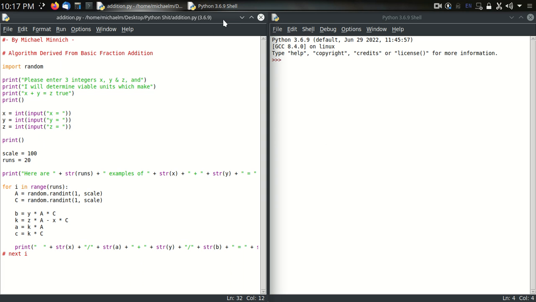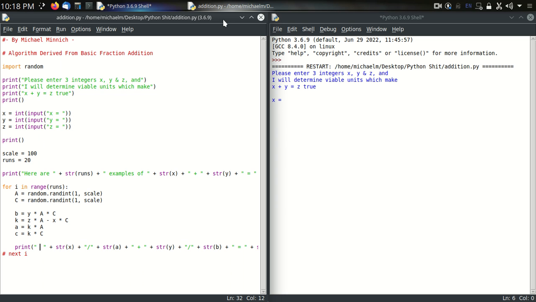So here I've written a little Python script which randomly produces solutions to adding any two random numbers together to be any other random number. So, for instance, let's run it here. So we're going to add two values together and get a third value out.